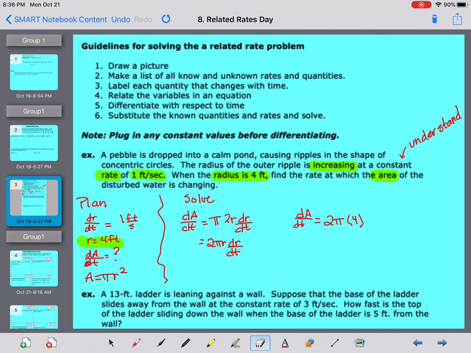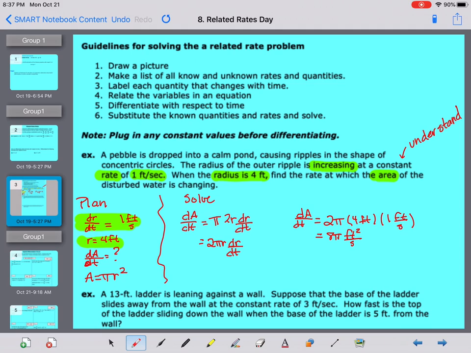And I'm going to actually include my units in. Okay, because my units, like I said in class, can tell me a lot of different things. So that's 4 feet. And then of course 1 foot per second is our dr dt. And again, I'm getting that from the information that we wrote down at the beginning. And then after this, it's just a matter of solving. So I have 2 pi times 4 times 1, which gets us 8 pi. And then my units, I have feet times feet, which is going to give us feet squared. And then, of course, per second.